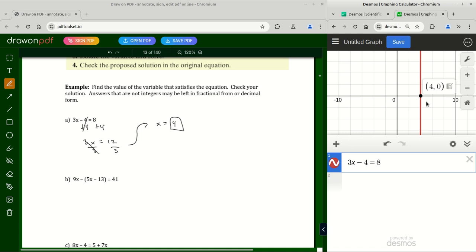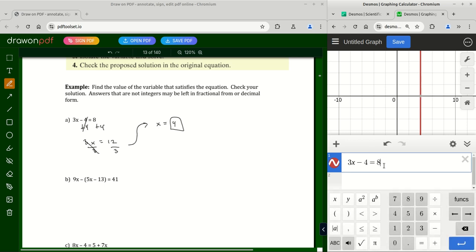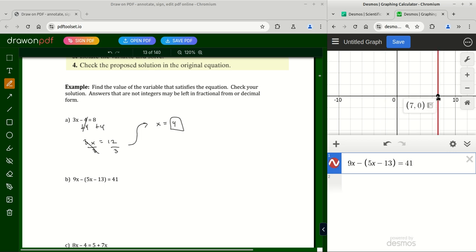Wasn't that easy? I want to show that to you right now with this next one. 9x minus 5x minus 13 equals 41. And there it is. It's 7. You're done. It says, what's x? It's 7. You're done. Next question, right?